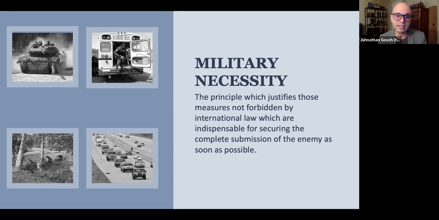And so while it does seem largely permissive, it's important to note that there's a little caveat there: not forbidden by international law. And it also does, to a limited extent, narrow the possibilities, because there has to be a military necessity to any attack. So you can't attack a civilian because that doesn't help end the war. Military necessity has to be directly tied to ending the war as soon as possible.